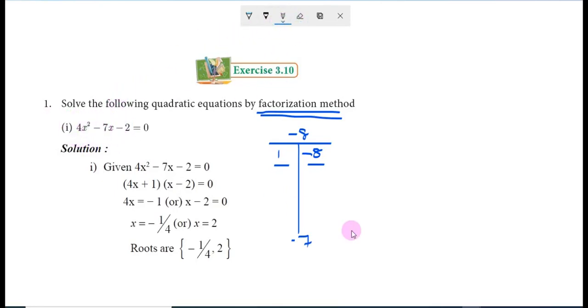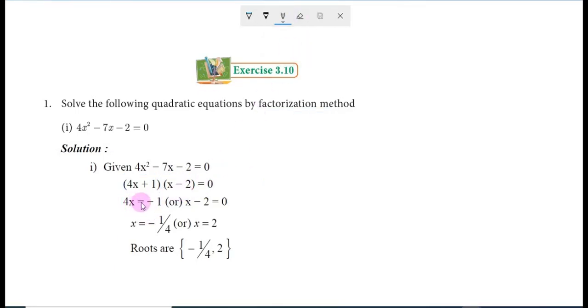So here we go, 4x square. So 4x, 4x, so that we get 4x plus 1. To the next step, 4x plus 1, and here divide by 4 table. So here 1, that 2. So x minus 2. So that the next factor is x minus 2. So 4x plus 1 into x minus 2 equal to 0. Understood?